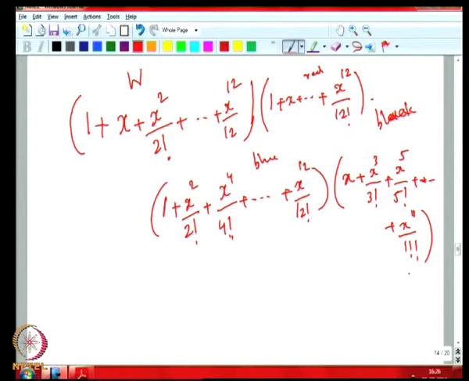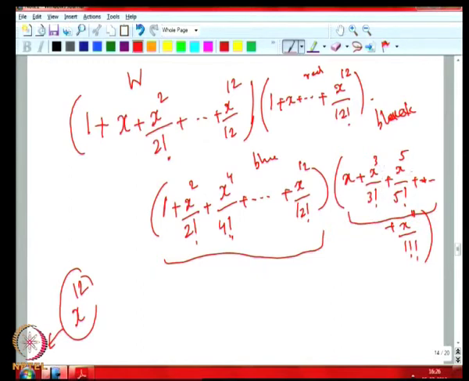Now, because we are looking for the coefficient of x raised to 12 in the product, whenever a term is coming from this, it will be x raised to some even number divided by that even number factorial. Similarly, whenever something is coming from here, it is x raised to some odd number divided by odd factorial. For the other two first terms, any number is okay.